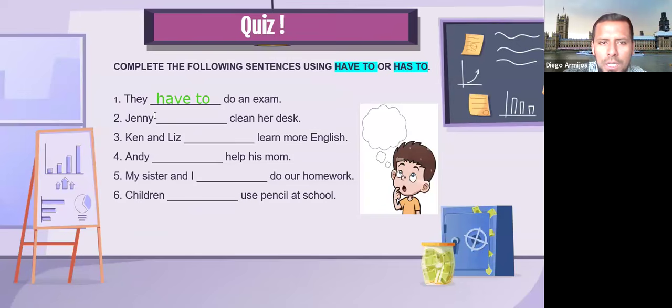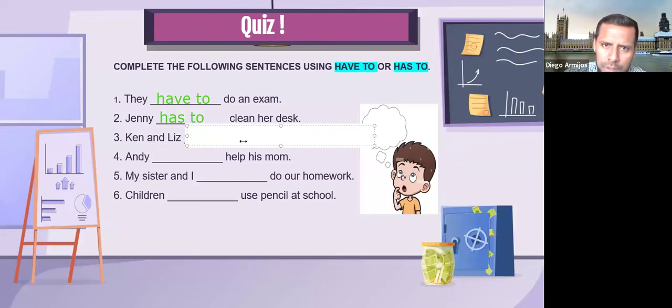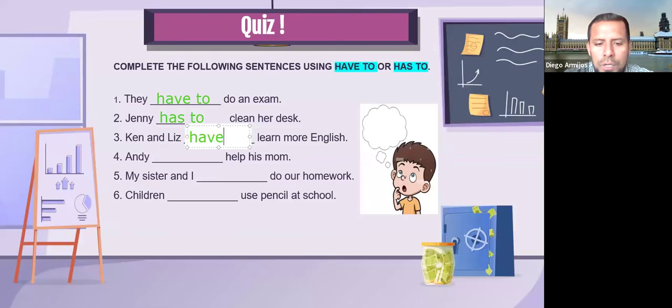What about Jenny? Jenny has to or have to? This is third singular person. It represents the pronoun she. We're gonna use has to, absolutely. What about Ken and Liz? Have to or has to? You tell me. All right, in this case, we're gonna use have to. Why? Because this is plural. We have two people. We have Ken and we have Liz. So we're talking about two people here, okay? It's plural. That is why we have to use have.